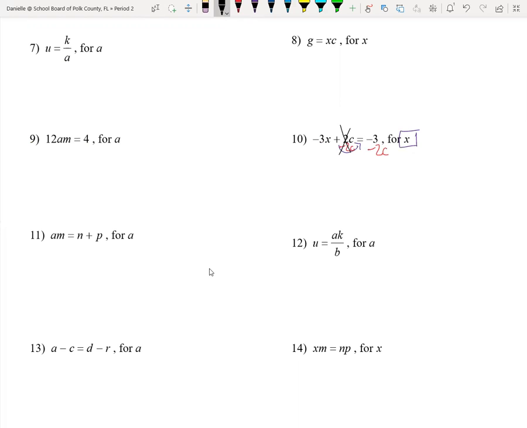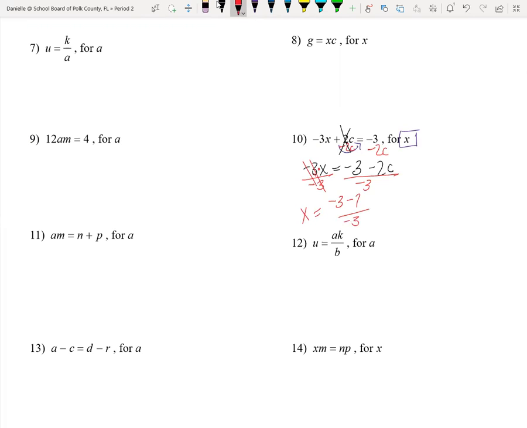Our 2c's cancel on the left, and I'm left with negative 3x equals negative 3 minus 2c. And again, we can leave the c where it is. We don't need to touch it because I'm not trying to move my c anymore. I need to move this negative 3 though, and since it is multiplied together, we will divide on each side. Our 3's and our negatives cancel. We are left with x equals negative 3 over negative 3, or minus 2c minus 3.